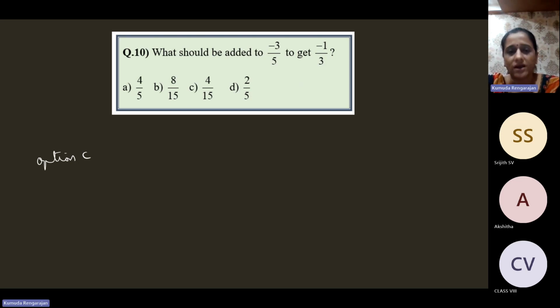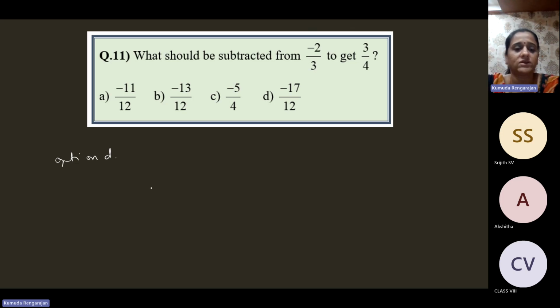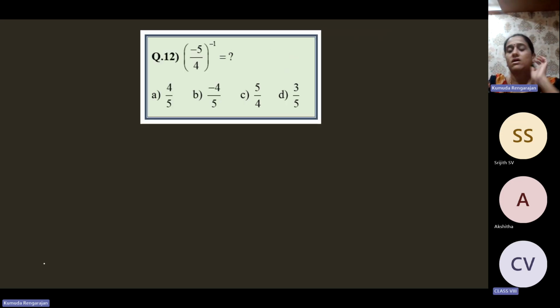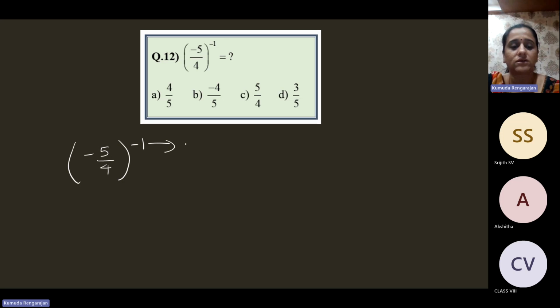Please wait for me to ask you. Yes, ma'am. Okay. For question number 10, the correct option is C. For question number 11, the correct option is D. Now, I'll tell you what this question means. When the power is -1, that means you will have to write the reciprocal of the rational number inside the bracket.